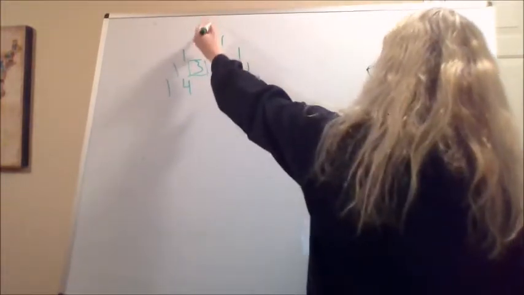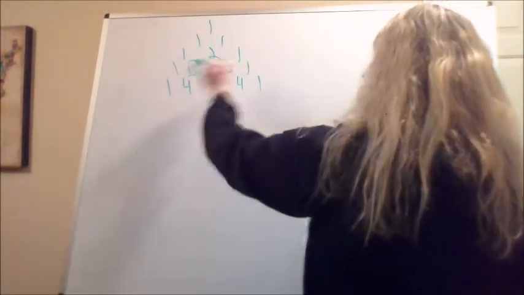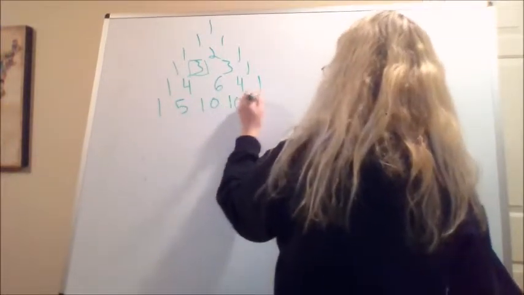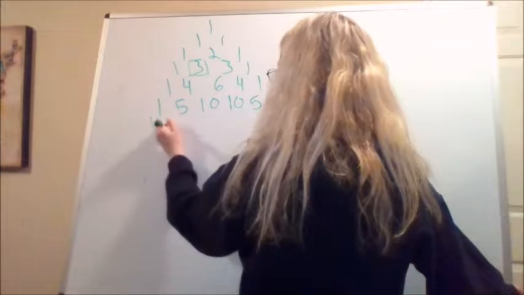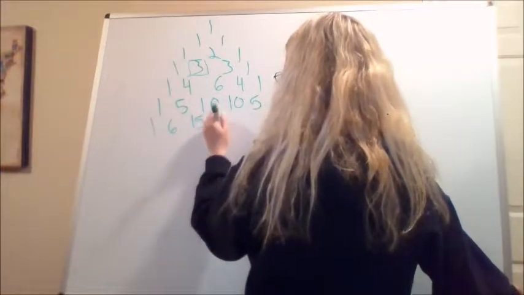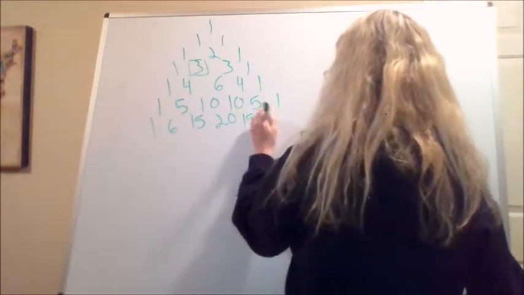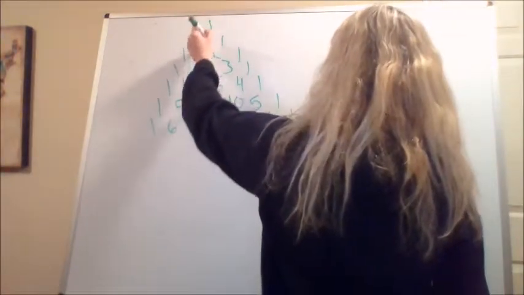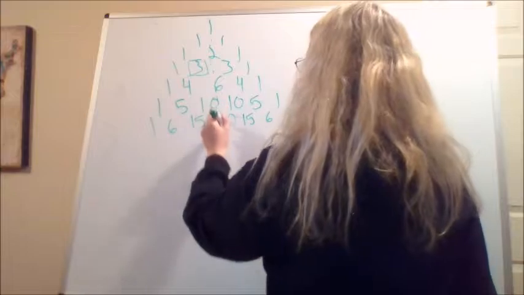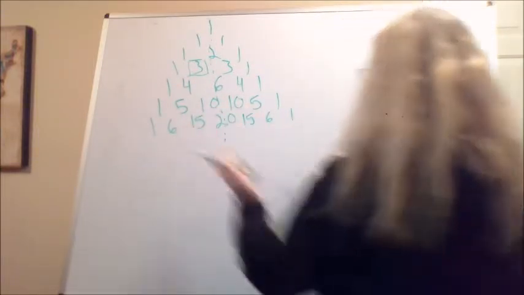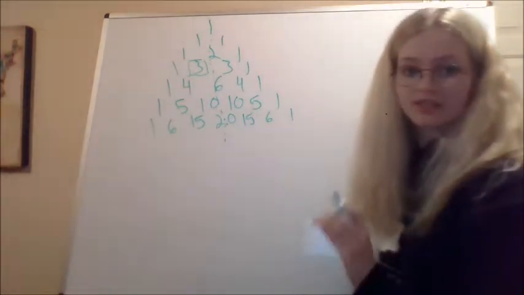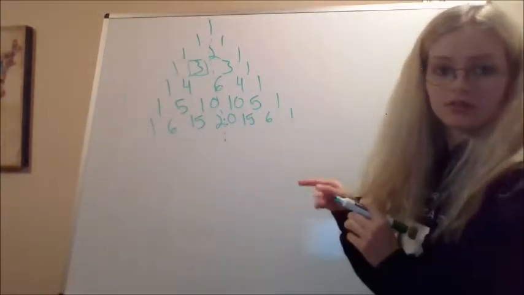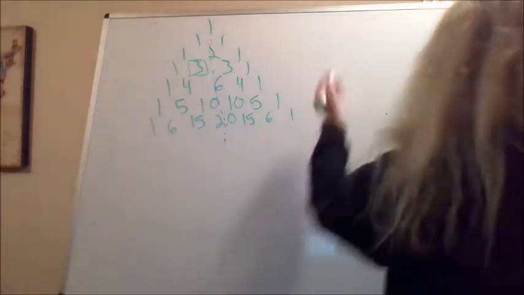You also notice that on both sides we're taking 1s. 1, 5, 10, 10, 5, 1, 1, 6, 15, 20, 15, 6, 1. And you also see that if we draw a line straight down the middle of the triangle, it's symmetrical for both sides. So those are some properties of Pascal's triangle. Now, how can we use this? Surprisingly, you can use this in a lot of ways in mathematics.